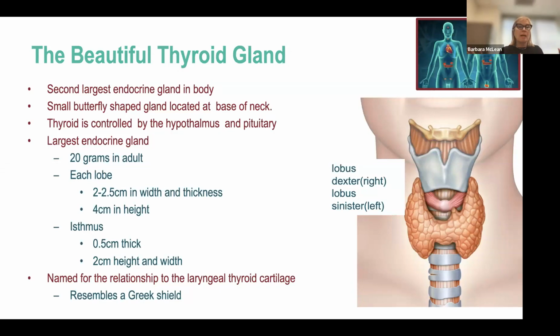It is the largest endocrine gland, second largest gland in the body, but the largest independent gland, 20 grams in an adult, with big lobes and a little division or connector that's called the isthmus. And it's actually named for its relationship to the laryngeal thyroid cartilage. Some folks say it looks like a Greek shield. Others say it looks like a butterfly. I don't really know what a Greek shield looks like, so I can't say that. It does look like a butterfly, albeit maybe with a small abnormality or defect. So a very beautiful gland, snuggled beautifully at the base of the neck on either side of the trachea.